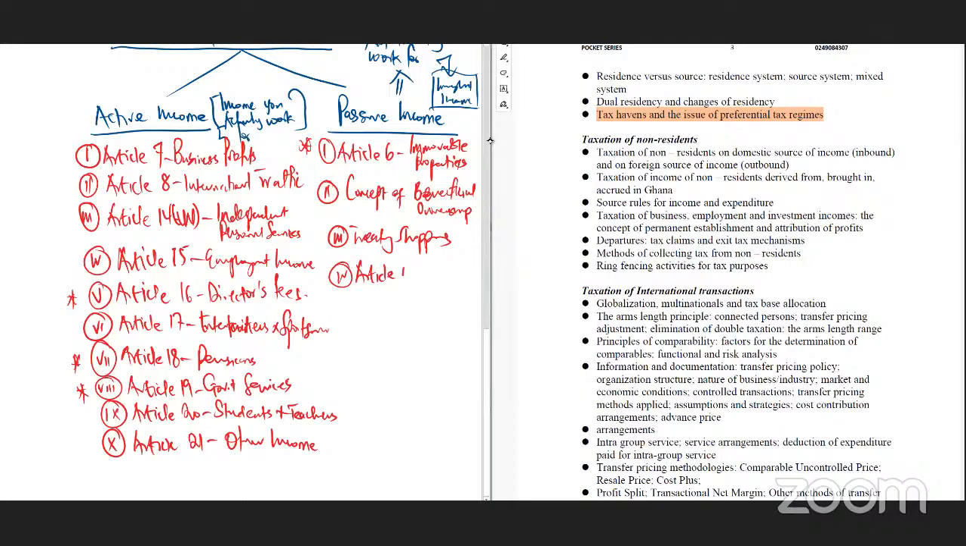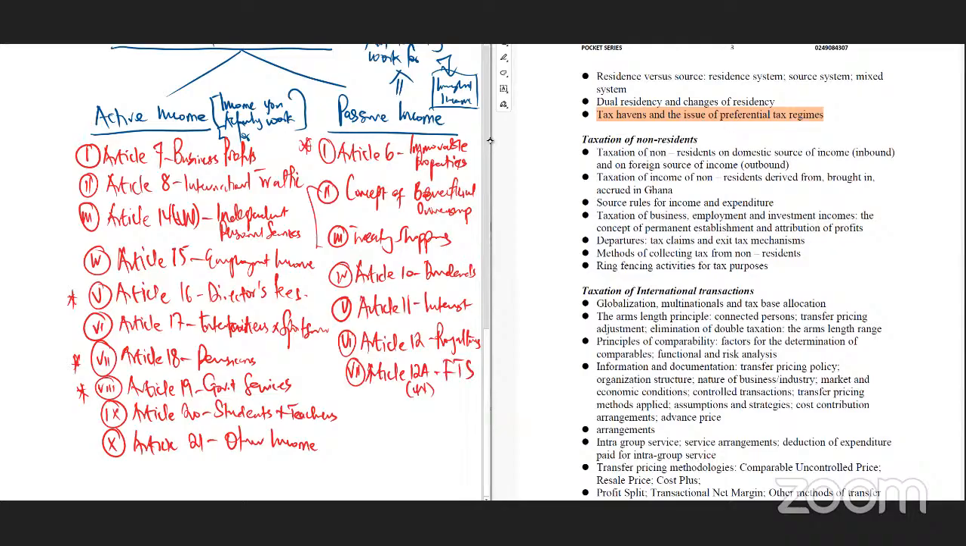Then we learn Article 10, which has to do with dividends. If you don't understand these two things, you cannot understand this very well. Then we look at Article 11, which has to do with interest. Article 12 has to do with royalties, and how to tax royalties. Then we look at Article 12A. This is only under the UN model; under the OECD, it's still captured as royalty.